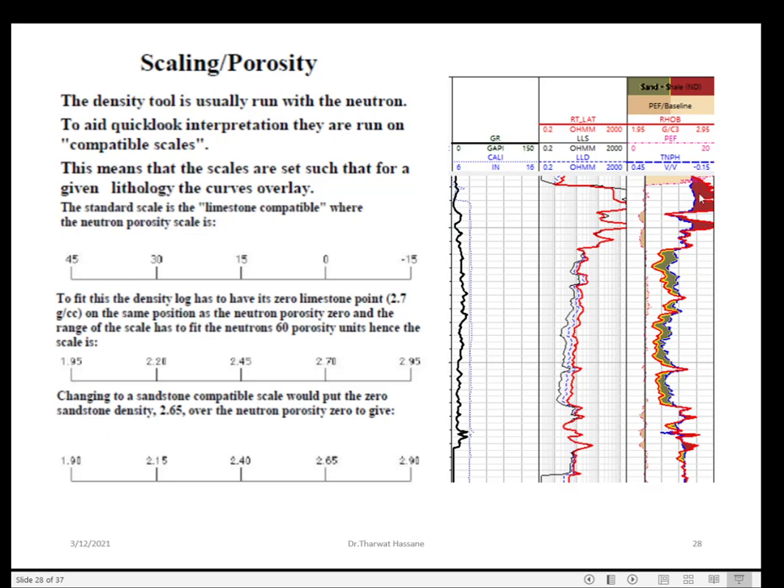Why put this scale here? This is one example. You see the scale here, 2.95 to 1.95 and minus 0.15 to 0.45. I can see this kind of scale, it looks like a carbonate. Why carbonate? Also a very important point, guys, to differentiate between a carbonate and the limestone.